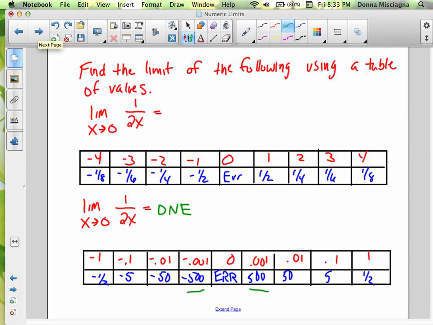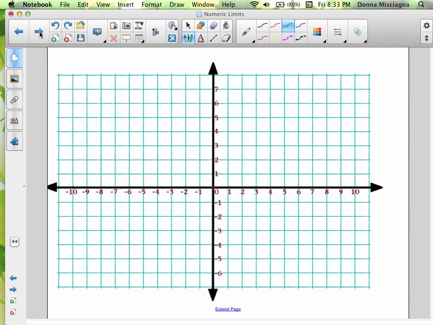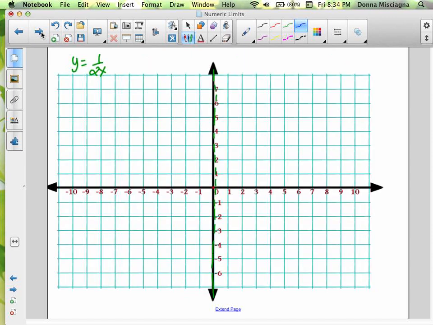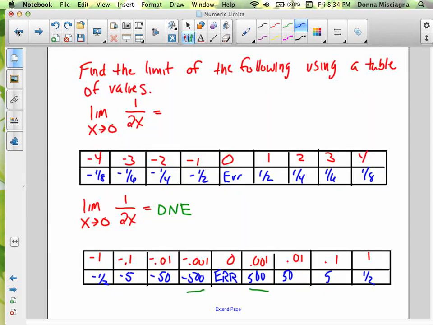Now, is it because the right-hand and the left-hand limits aren't the same? Well, let's take a look at this graph. All right, so we have y equals 1 over 2x. Looks a lot like 1 over x, right? We have this vertical asymptote right here, and we can plug in some values from our graph, or from our table. So this was 1/2. This was 1/4.